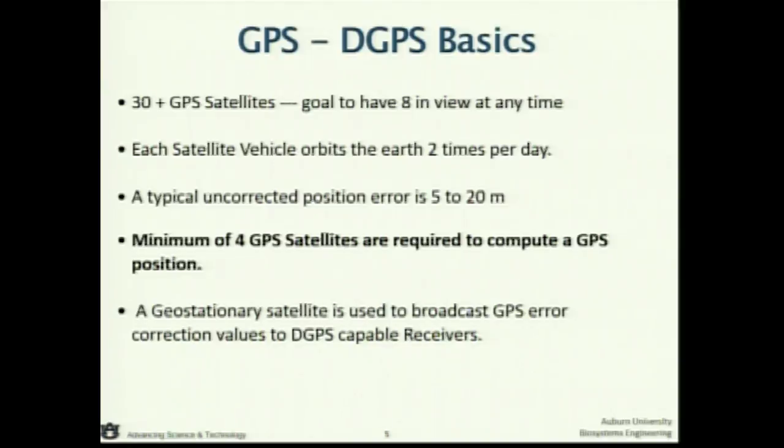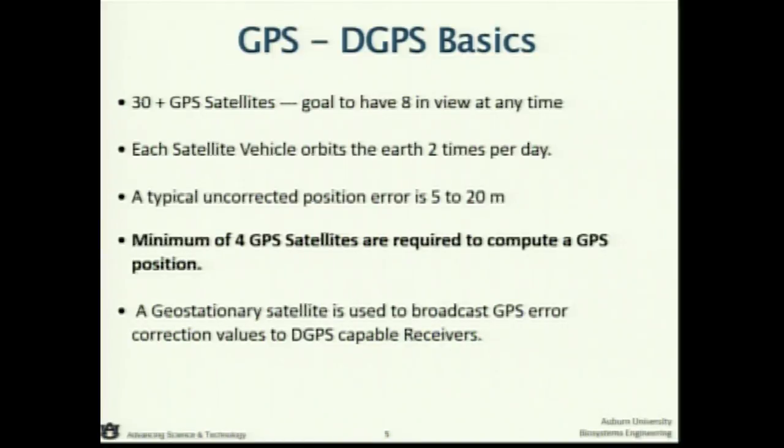Essentially, 3 will get you close. The 4th one's used for a timing perspective, but also to rule out a second point that's out in space, but get us a position here on the surface of Earth. So the important thing is, no matter what you're using out there in ag, we always have to have four satellites in view for one of these things to operate. We'll go back through that here in a little bit. Okay.